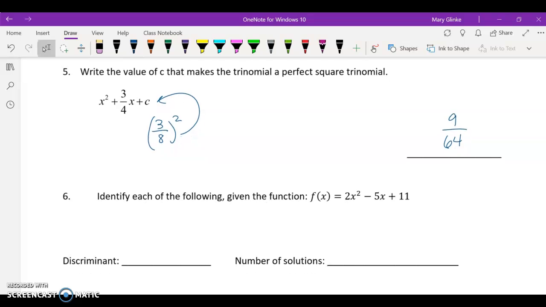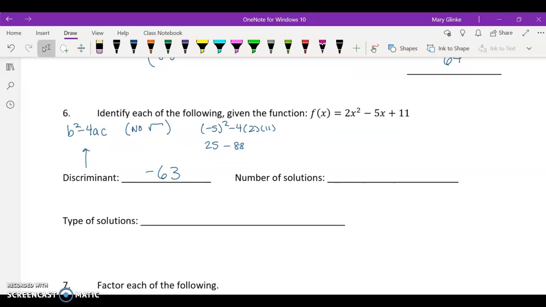For example 6 here, the discriminant is purely b squared minus 4ac. You are not going to write the square root. The discriminant is just the radicand, so the part under the square root. So for this one, when we do -5 squared minus 4 times 2 times 11, we end up with 25 minus 88, which is going to give us -63.